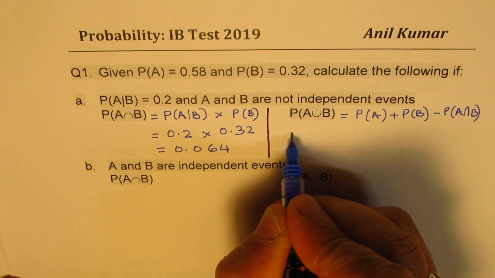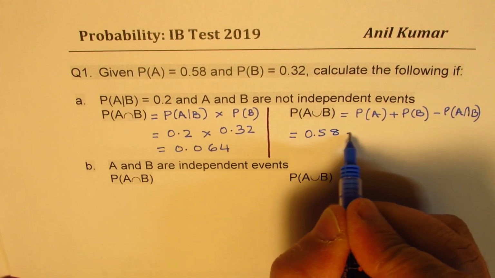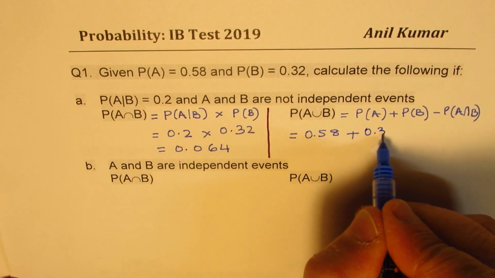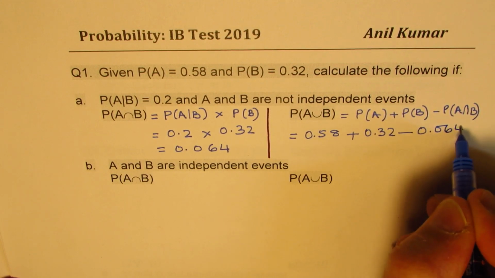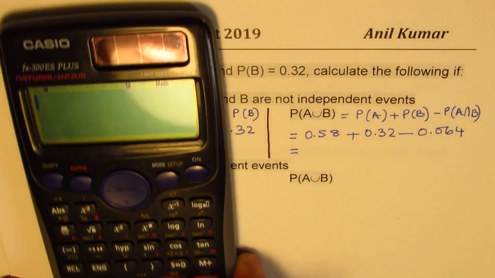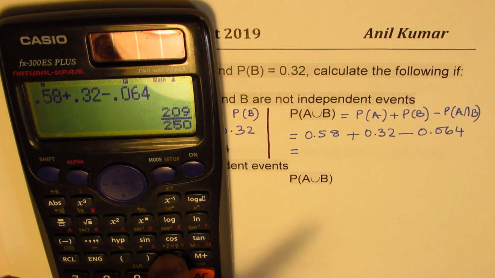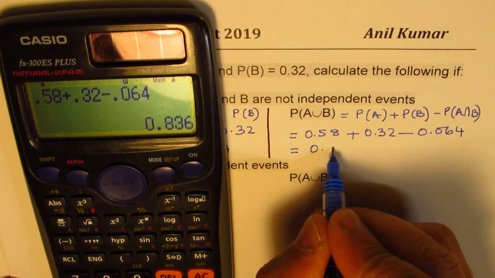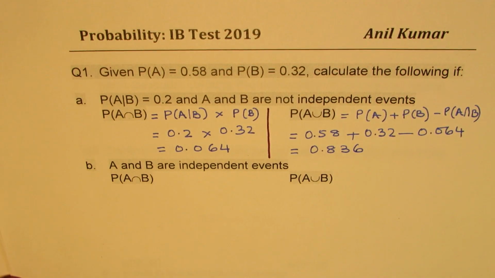Now we are given probability of A, let me write here. Probability of A is 0.58 plus probability of B is 0.32, and we'll take away what we just found, 0.064, to get the answer, correct? Let's use calculator to find these answers. So 0.58 plus 0.32 minus 0.064 equals to, in decimals, 0.836. So that becomes the answer.